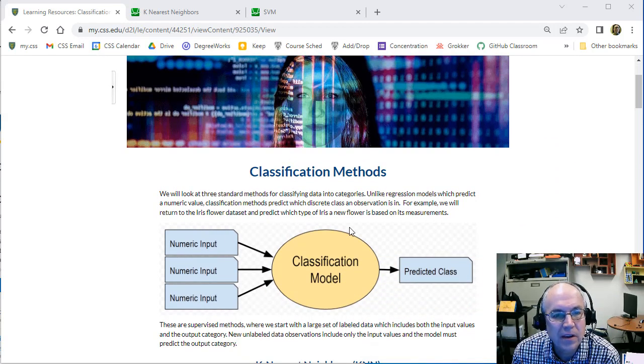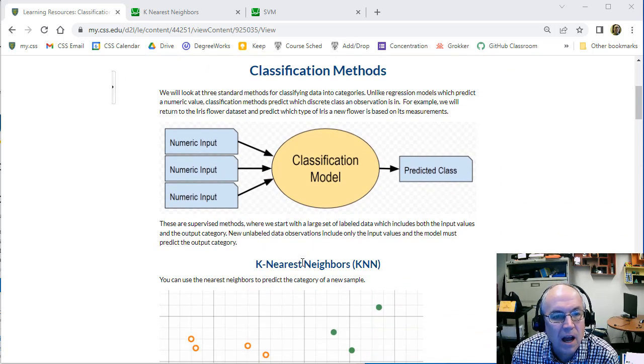So these are classification methods. What that means is we have a set of inputs, usually numerical inputs, some measurements or something like that. We feed them to our classification model, and we predict a class. Unlike regression, where we're predicting a real number, here we're predicting a class, like this image is a dog and this image is a cat, or this tumor is malignant or benign. That sort of classification model. There can be just two classes or many classes.